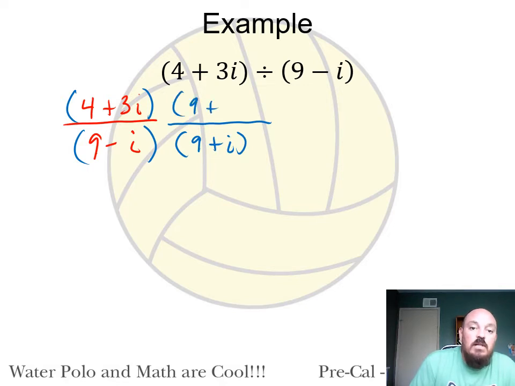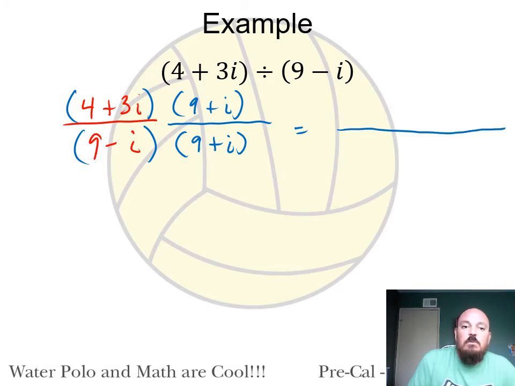Remember, you're not multiplying by the bottom itself. You're not multiplying by 9 minus i. You're multiplying by the conjugate of the bottom. And the reason is, what we want to do is turn that into a real number. So what we actually have is two separate multiplication problems.